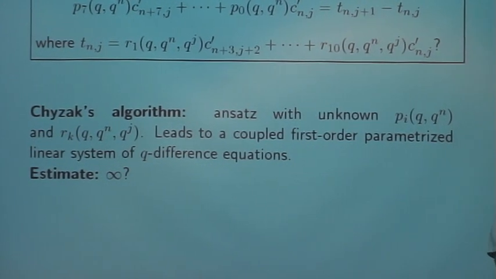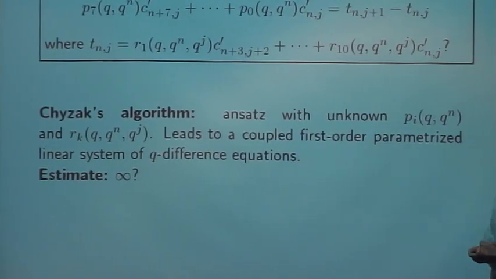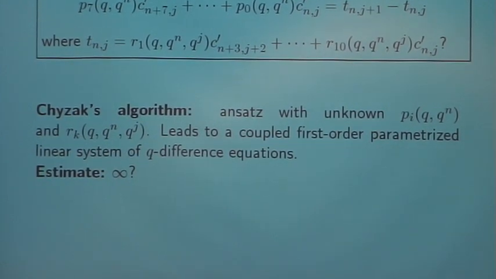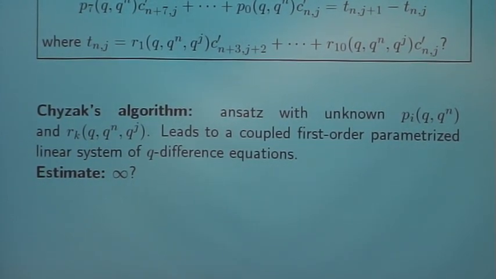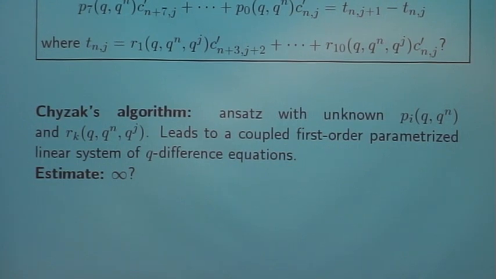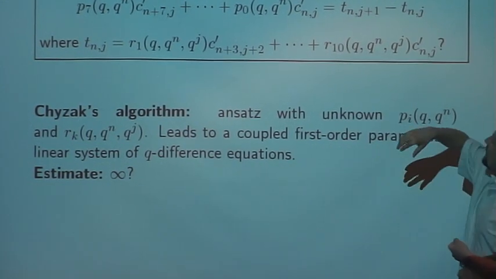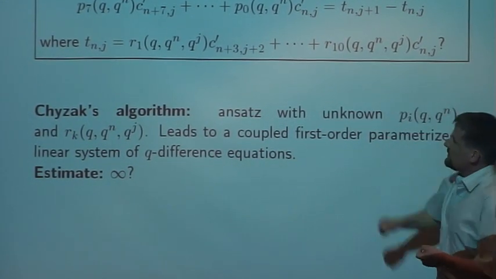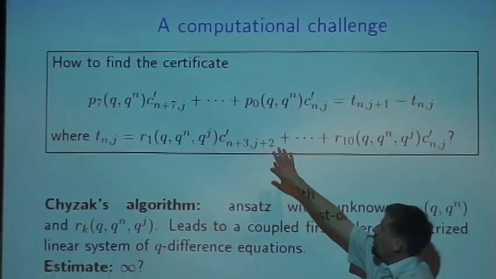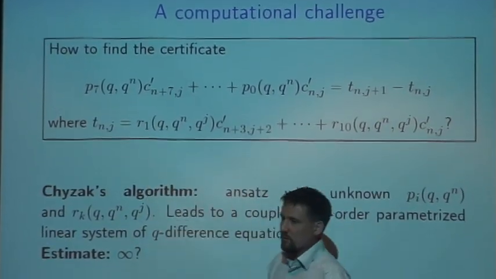So there's a standard algorithm for solving such problems. This has been invented by Frédéric Chyzak, and he makes an ansatz. We know that there must exist such a relation. We don't know the order here, but we can loop over this order until we find one.